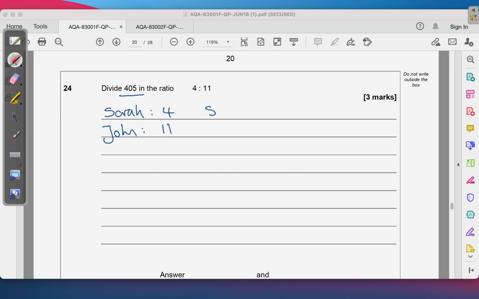If Sarah has 8, John has 22. If Sarah has, let's say, 12, John has 33. So on and so forth. So we keep doing this until we end up with this total here being 405. We will have the answer, but that's going to take a while. So there's a quicker way to do this.